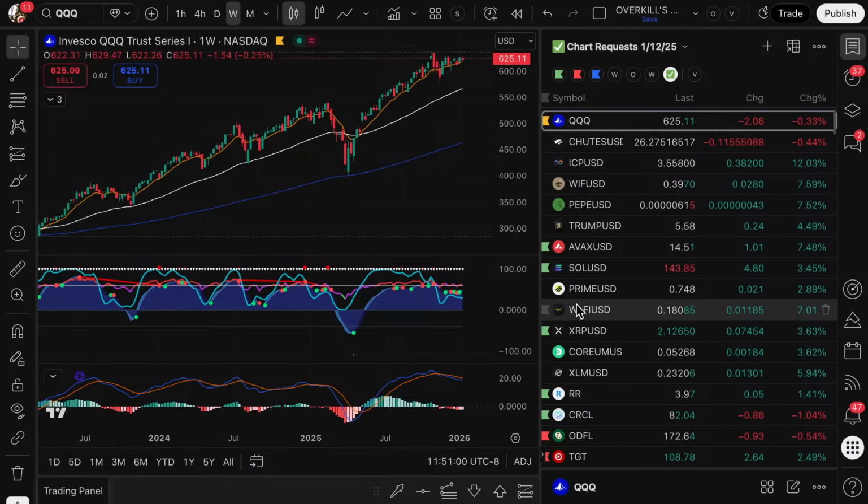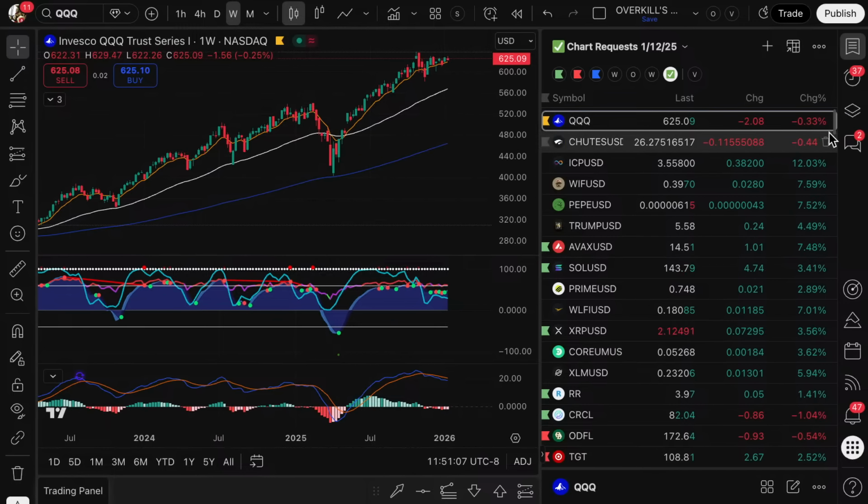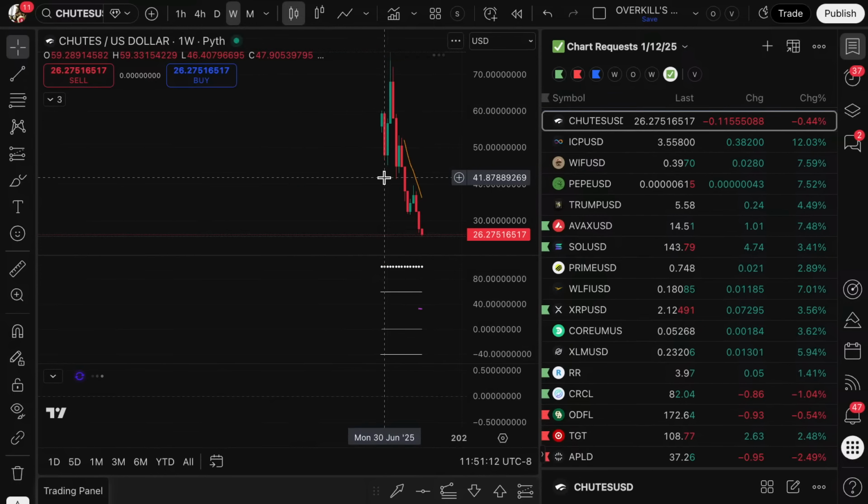Some of these altcoins we're going to get to. We got World Liberty Fi breaking out, Solana breaking out, AVAX breaking out. I would not be looking at tech stocks right now. We want to buy the names that are down here. And that one's nowhere close. That one's not a buy.